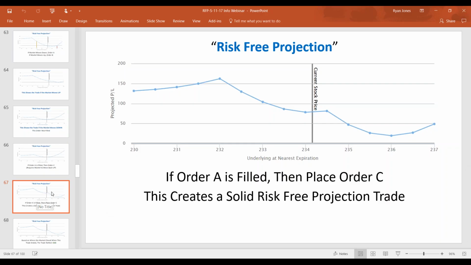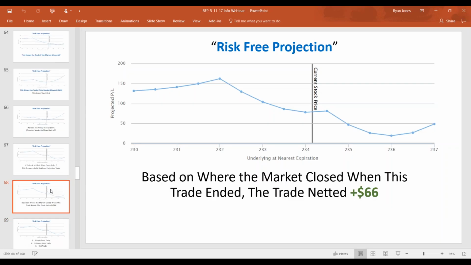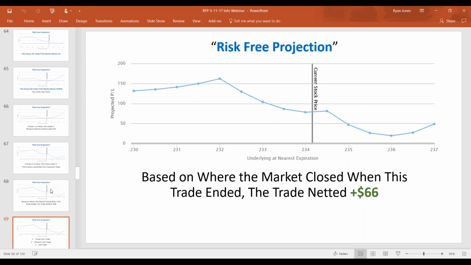So this is the process, and that's the strength of this program. It's the process, because you can use this process with any strategy. You don't have to start off with the core trade that I start off with. So based on where the market closed in this trade, because I was filled on that second order, this trade ended and netted $66. Okay, high probability of netting something, low risk, low probability of realizing any kind of significant risk whatsoever, all because of where I start and the process.